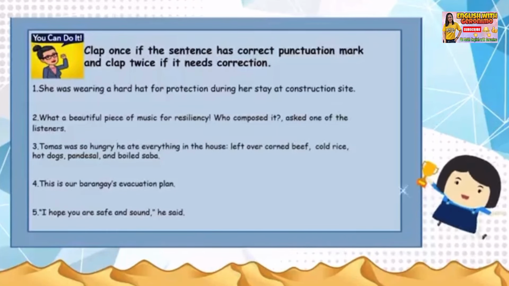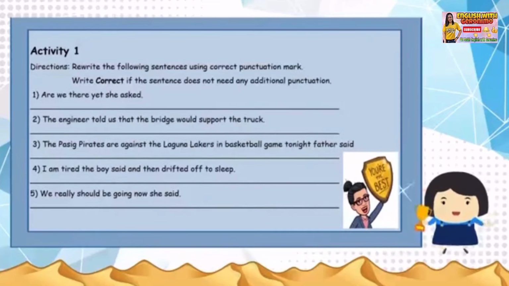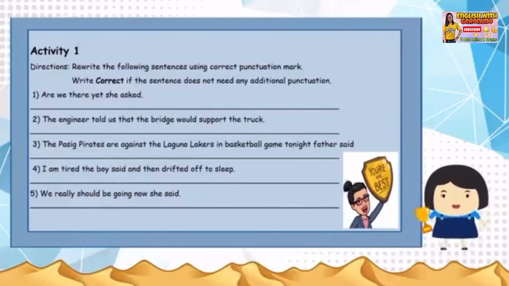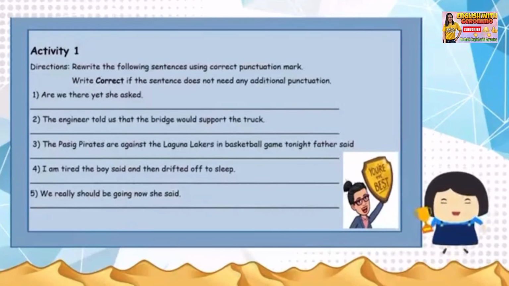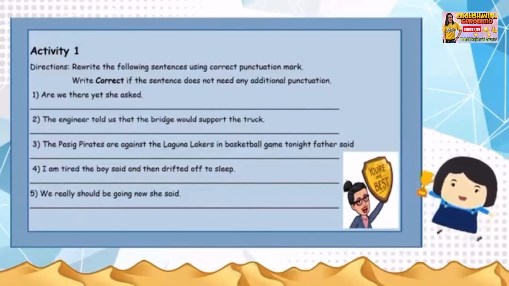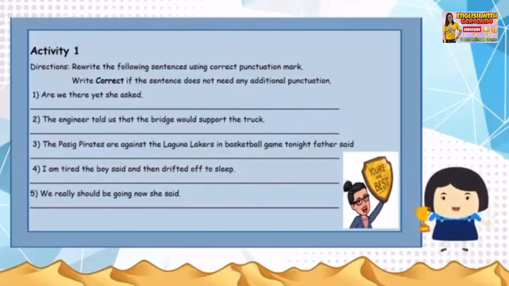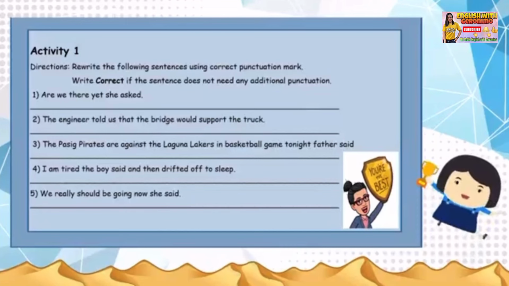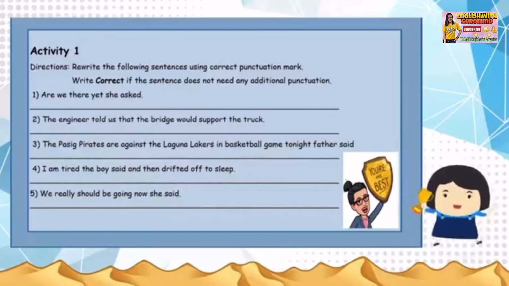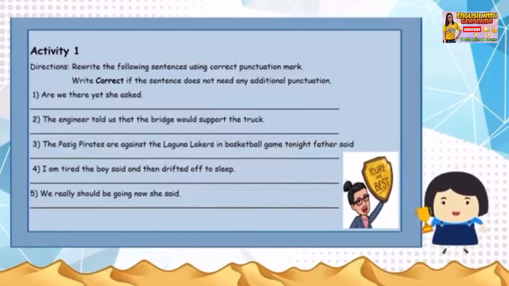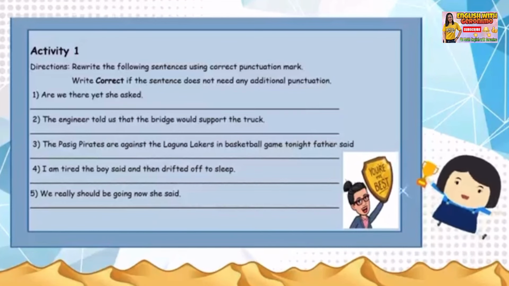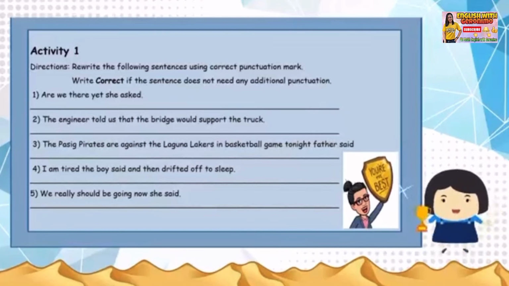Good job! For our activity number 1, we write the following sentences using correct punctuation mark. Write correct if the sentence does not need any additional punctuation. Write your answers in your notebook. Begin now. Time's up. Here are the correct answers.